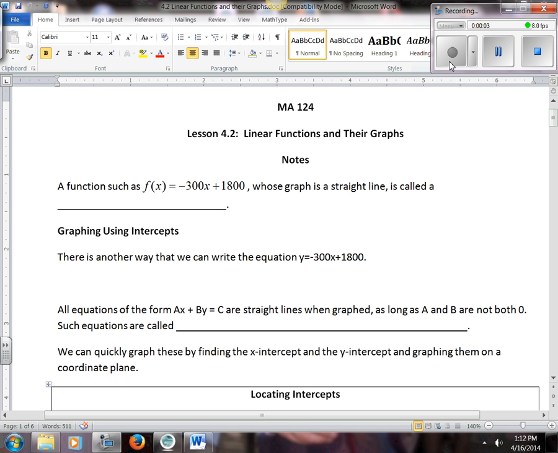This lesson is for Mrs. Cucci's College Now College Prep Math class. We are on lesson 4.2, linear functions and their graphs.